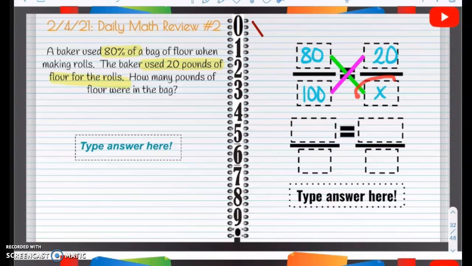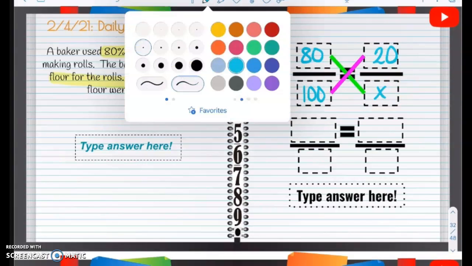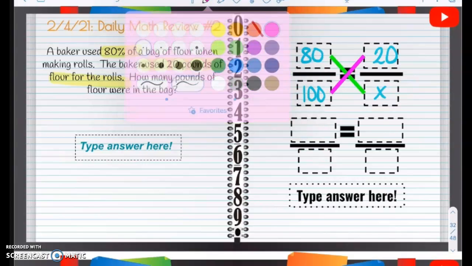So we're going to put that X for that of. We don't know of how many. He used 20. So that's the part that he used. So part over whole, or is over of. He used 20. That's what he used. And we don't know the whole. So now we have it set up and we are going to do our cross multiplication.